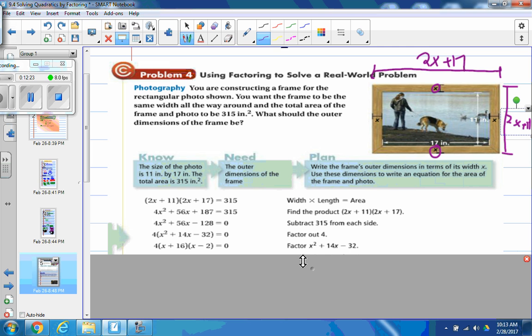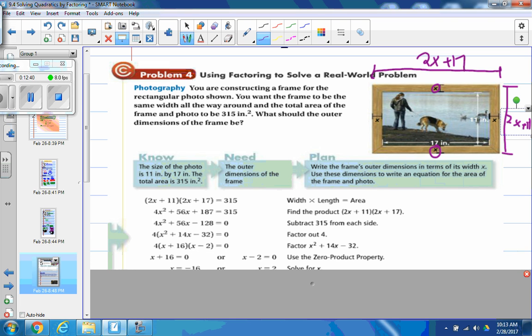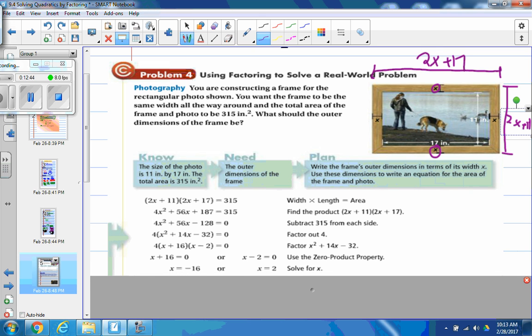Well, this is 4, and then if you factor that, it would be 4, and then x plus 16 and x minus 2, because it multiplies to equal negative 32 and adds to equal 14 would be 16 and negative 2. So now we have 3 factors, actually, but the 4 doesn't really count, because 4 doesn't equal 0. So we have x plus 16 has to equal 0, or x minus 2 equals 0. And when you solve that, you get x equals negative 16, or x equals 2.